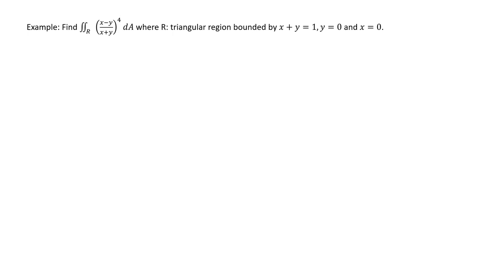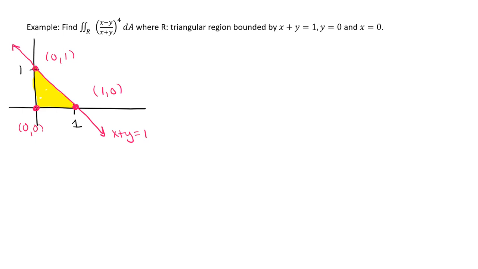Same process, different problem. I want to try to integrate x minus y over x plus y to the fourth over the triangular region bounded by the line x plus y equals 1, y equals 0, and x equals 0. And so I have sketched the line x plus y equals 1 and shaded in the region that we're talking about. So the first thing I have to do is pick my transformation.